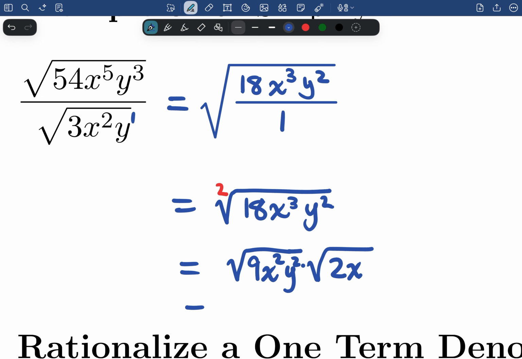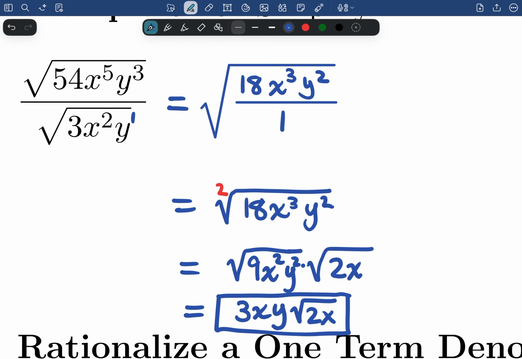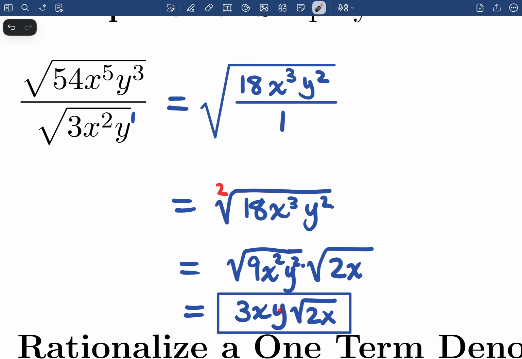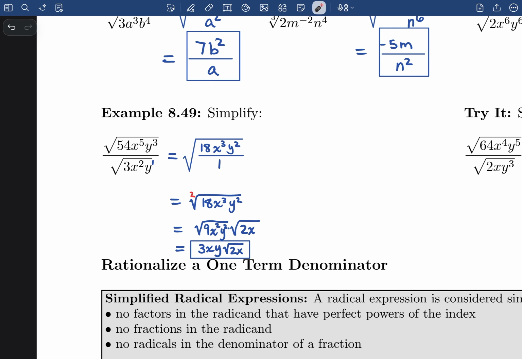And because I've done this, I can now simplify the first radical. The square root of 9 is 3, the square root of x squared is x, and the square root of y squared is y. And then I multiply on the leftovers, which are stuck under the root. They can't come out of the square root, they're stuck under it. So I have my solution of 3 times x times y times the square root of 2 times x. That is my answer. Great.